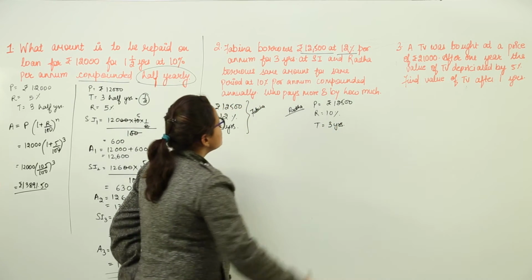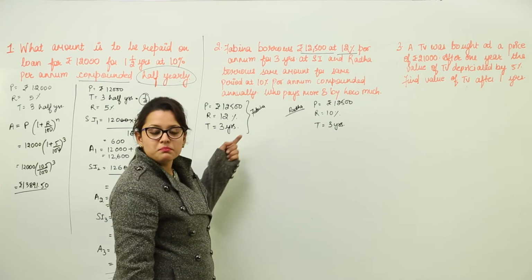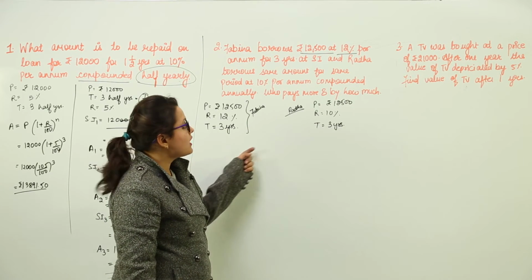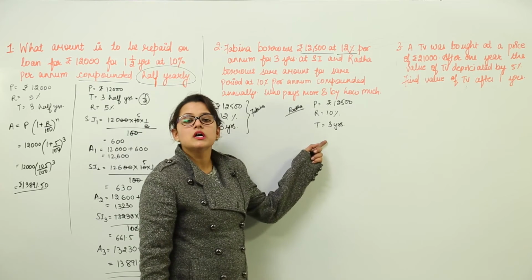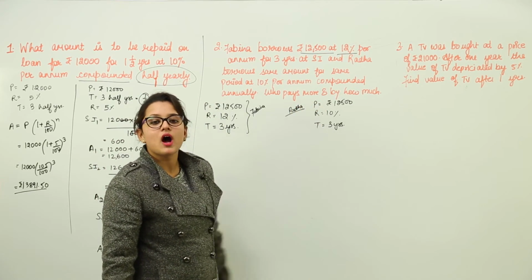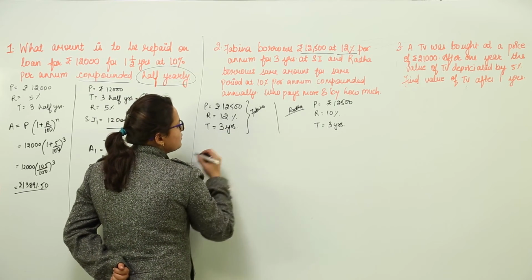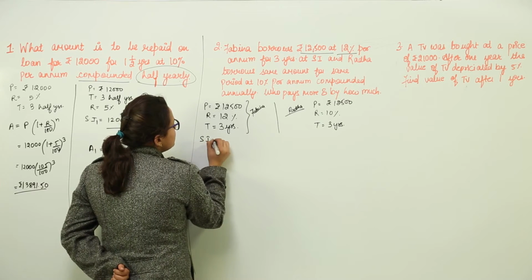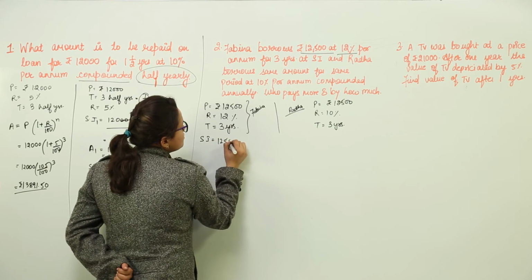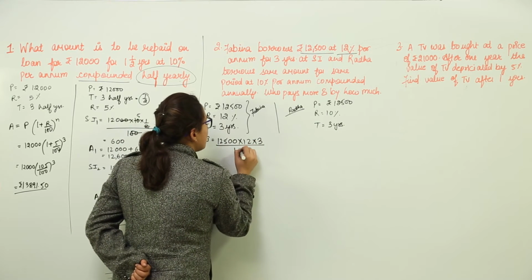Now there is one very small difference. For Fabina the simple interest has been calculated, whereas for Radha we calculate the compound interest. So we have to check who pays more and by how much. Let us start calculating. Over here we have to calculate simple interest. Simple interest would be equal to 12,500 into 12 into 3 over 100.